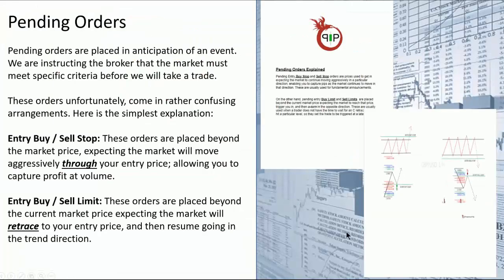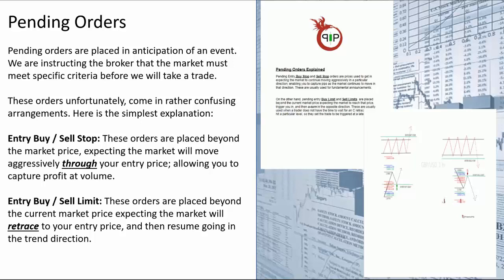Now, pending orders are a little bit different. Pending orders, just as the name implies, are placed there pending on a given situation. You're placing them in anticipation of a particular event. We're telling the broker, look, I believe that the market is going to do X, so when the market does this, then it's okay for you to take me in whatever direction. We are designating a specific criteria that must be met before we will go ahead and participate.